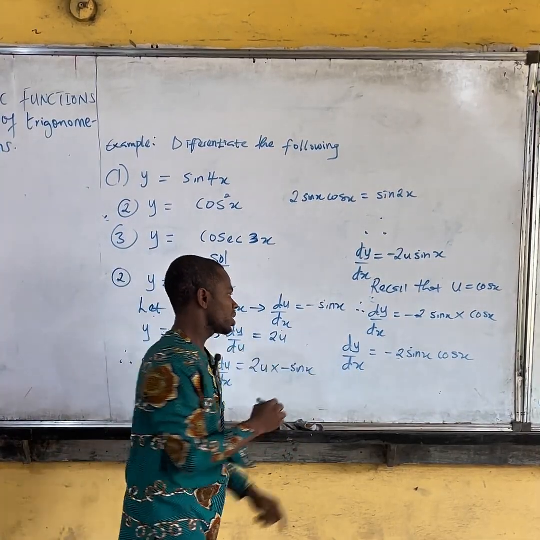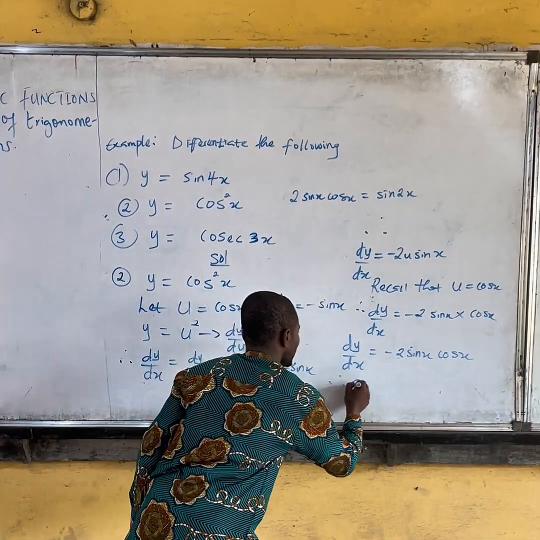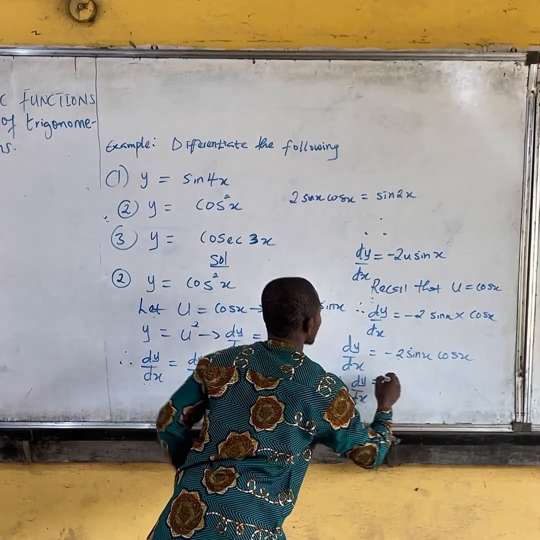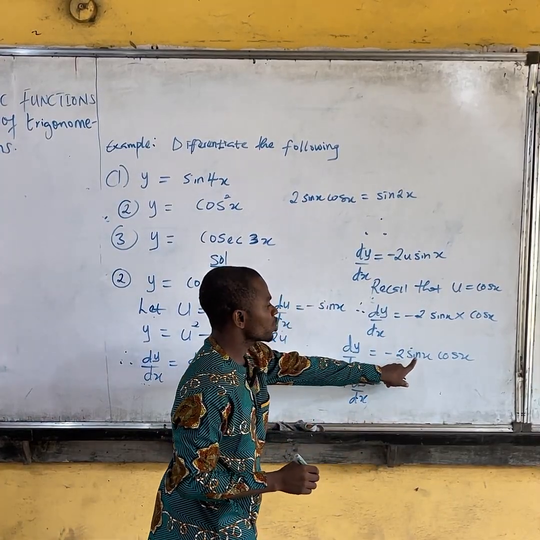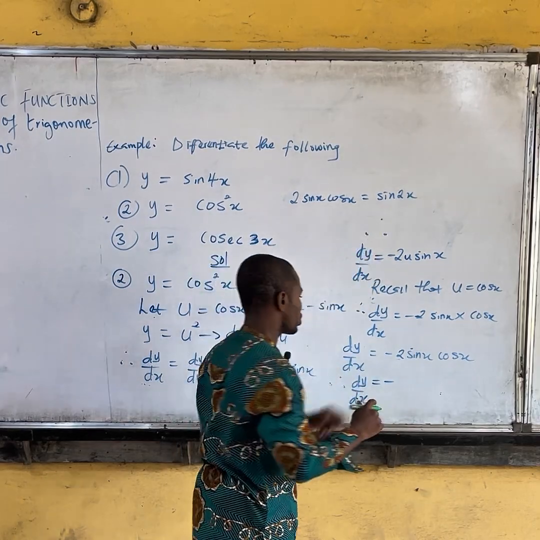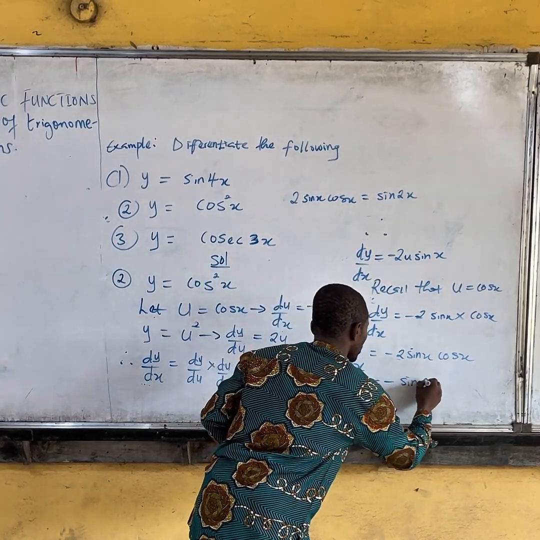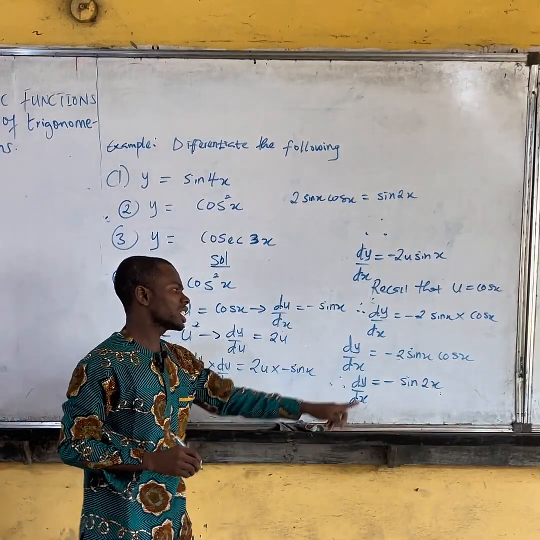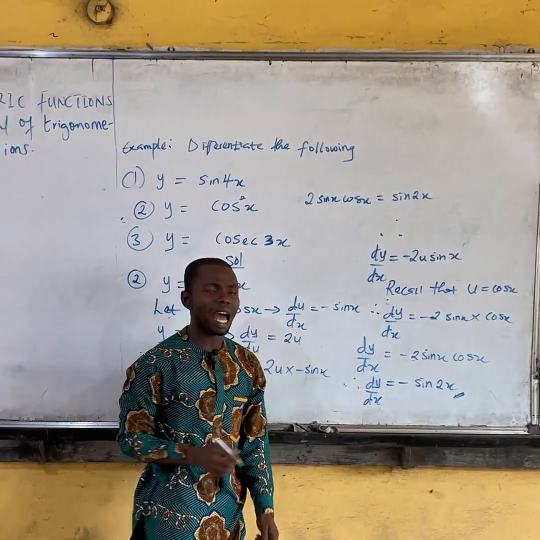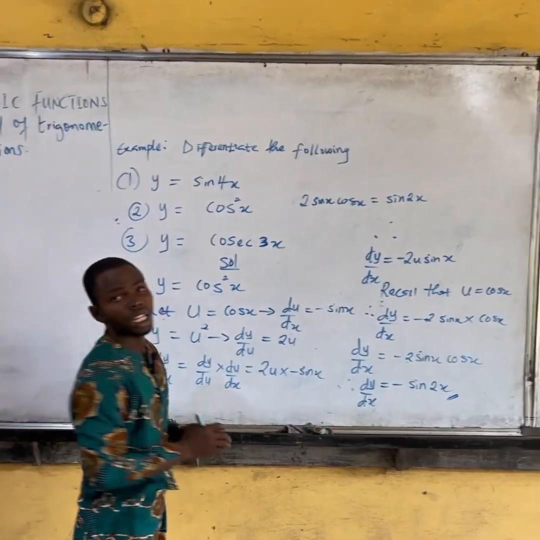Don't forget there is a minus there. So we can now conclude that dy over dx is minus, because of the minus here, and 2 sine x cos x is sine 2x, which is standard. So dy over dx is minus sine 2x. That is the final answer for question number 2.